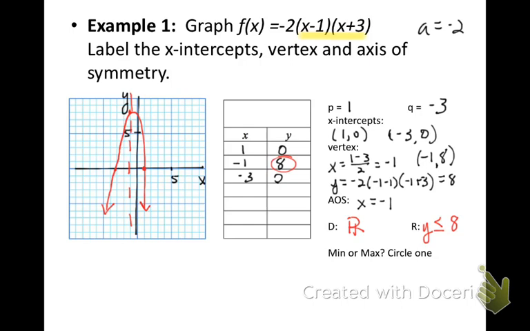Alright, now we have graphed it, and I believe we have answered all the questions. Let's try another, no, minimum or maximum. So notice that the graph is opening down, so the vertex is the highest point. So in this case, it is a maximum. Alright, now let's graph example 2.